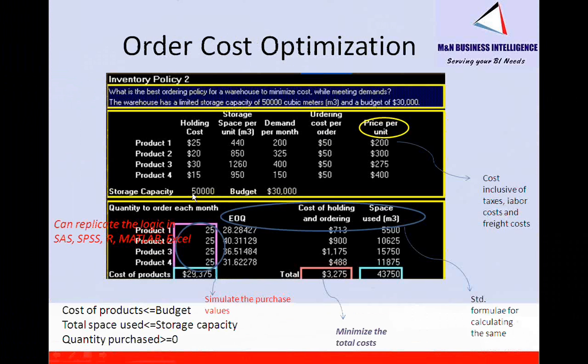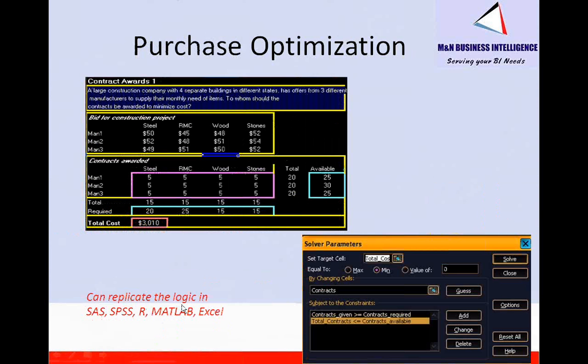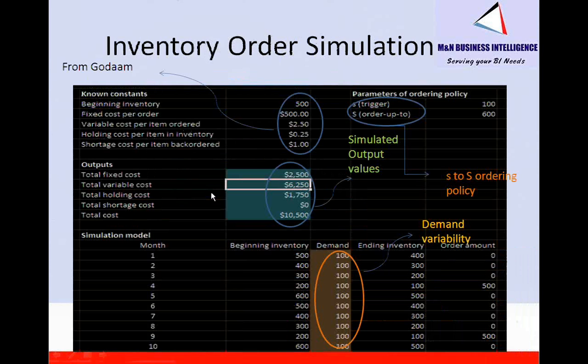Then let's look at the order cost optimization. Again, for product one, you look at the holding cost, the storing cost per unit. So these are actually all derived in the data warehouse. So you need to actually simulate these purchase values to minimize the total cost, the total order and the holding cost. These are the particular constraints which are given to you. Similarly, you have it for the purchase optimization. You have one manufacturer, and you can optimize it.